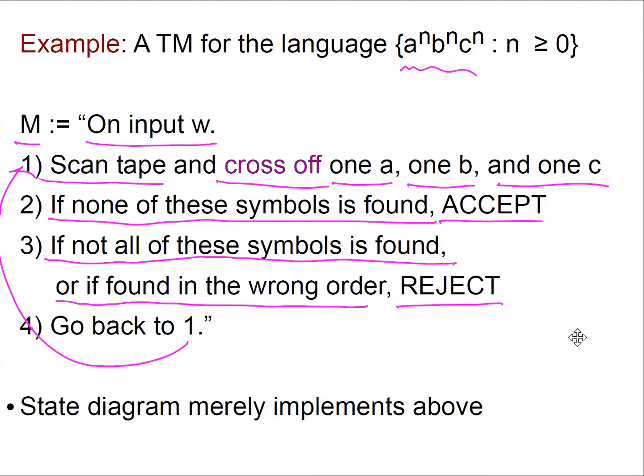If you cannot do so because there is no such symbol, that means the machine should accept because everything was crossed off in the right way. Otherwise, if you cannot do so because it didn't find all the symbols, or found them in the wrong order, it may reject. The state diagram is just a complicated formalism to implement the above.